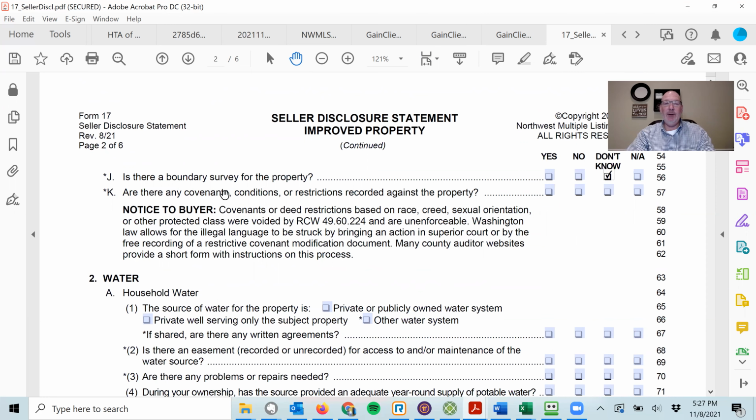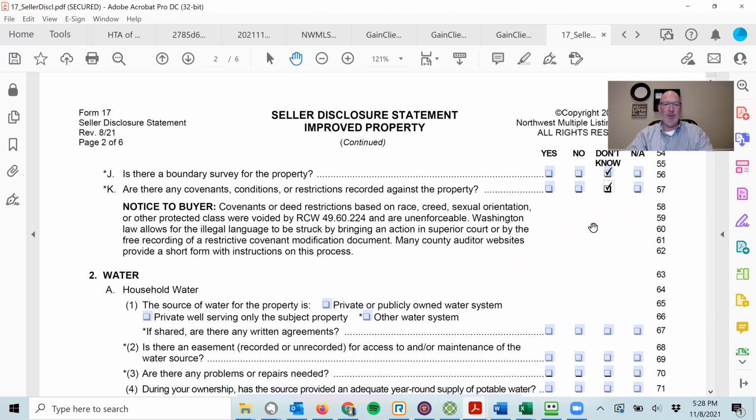Are there any CC&Rs, covenants, conditions, and restrictions? If they live in a development, the answer is probably yes. There are many neighborhoods where they aren't in a development, but they still have CC&Rs. Because a lot of the platting that was done 100 years ago or 75 years ago, they would have rules that said you can only build houses in this area, right? No commercial or whatever. So they did the zoning sort of restrictions through covenants, conditions, and restrictions. But in most cases, the consumer's not going to know.